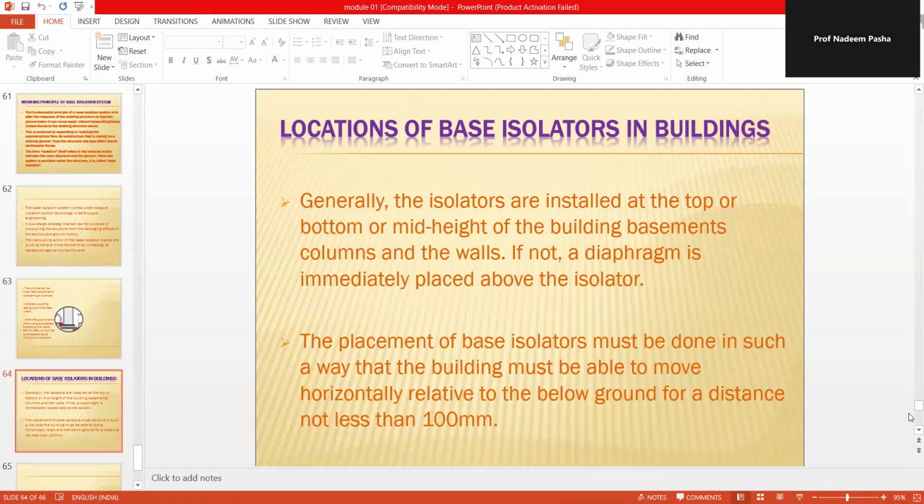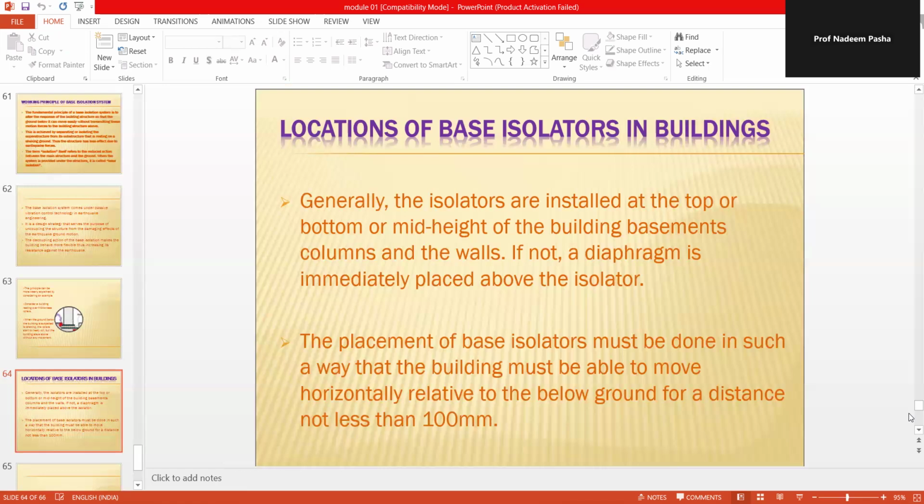So where are these isolators provided? These isolators are installed at the top, bottom or mid height of the building basement. So they are provided at the basement, columns and walls. If it is not possible, then a diaphragm is immediately placed above the isolator. The placement of base isolators must be done in such a way that the building is able to move horizontally relative to the ground below for a distance not less than 100 mm.